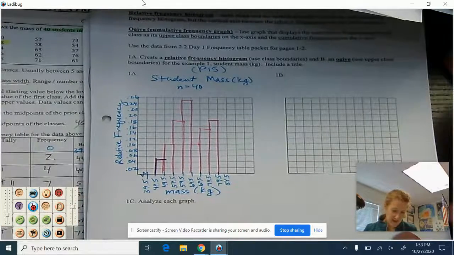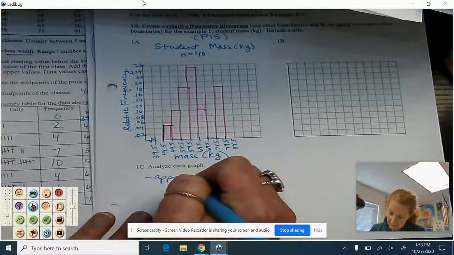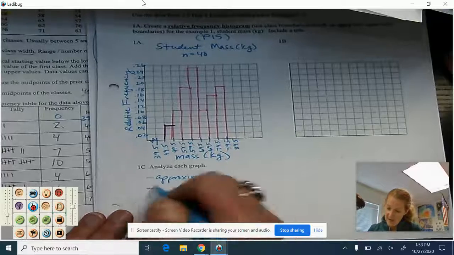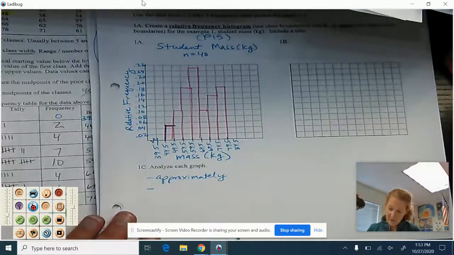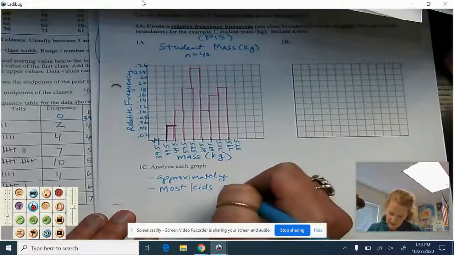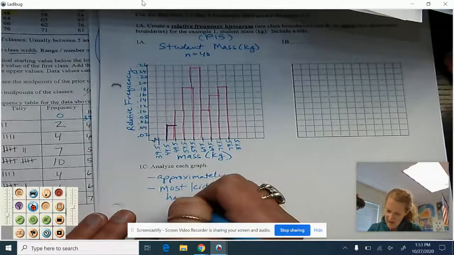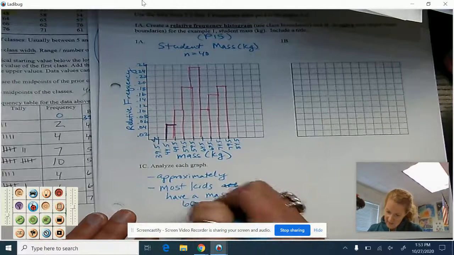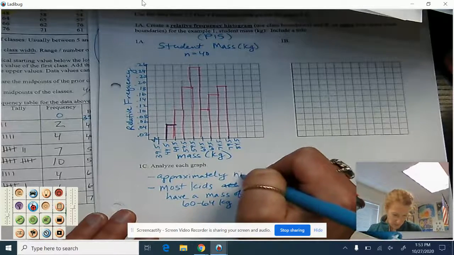You could just say that it's approximately normal. Most kids, so the mode would be around 60 to 64 kilograms. So most kids in the sample, let's say, have a mass of 60 to 64 kilograms. Oh, I forgot normal.